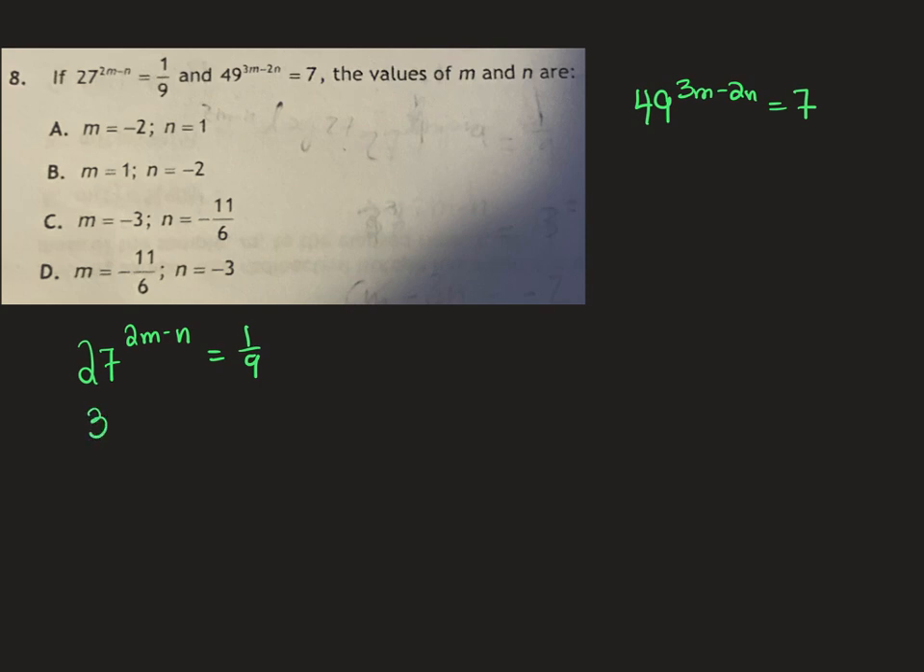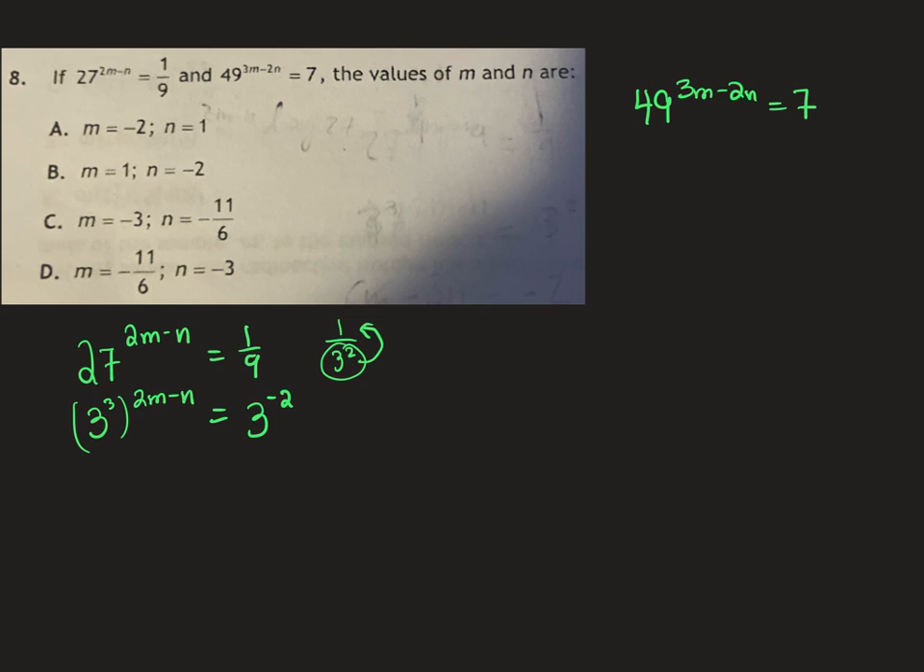So 27 could be written as 3 cubed, and then we'd have the 2m minus n still on the outside exponent. Now 9 could be written as 3 squared, but we want to bring that to the numerator, so the exponent could go negative. So 1 over 9 is the same as 3 to the negative 2. Or if you want to do it in an extra step, you go 1 over 3 squared, and then we bring that power to the numerator, making the exponent negative.